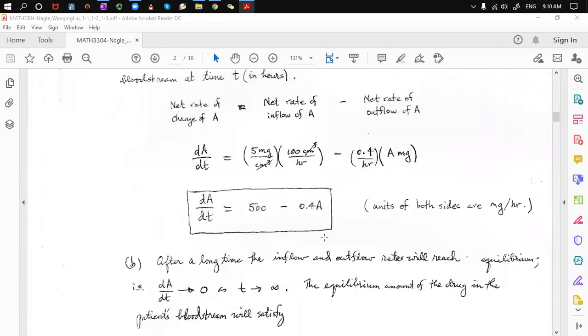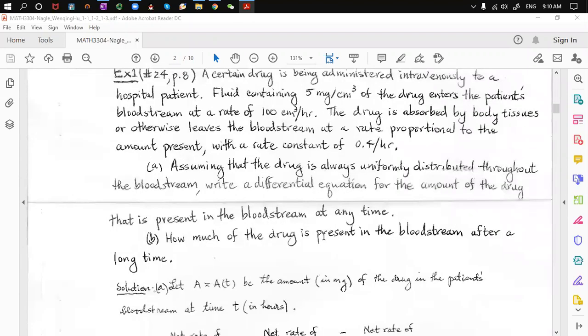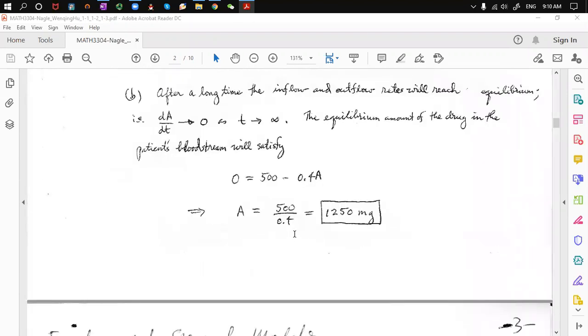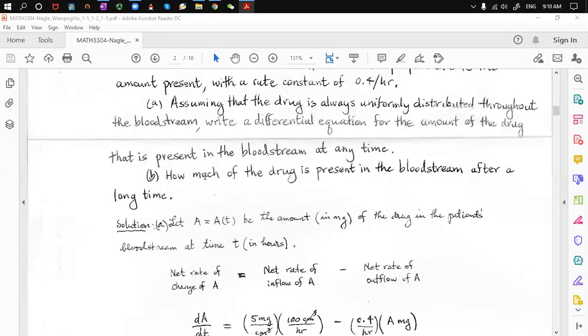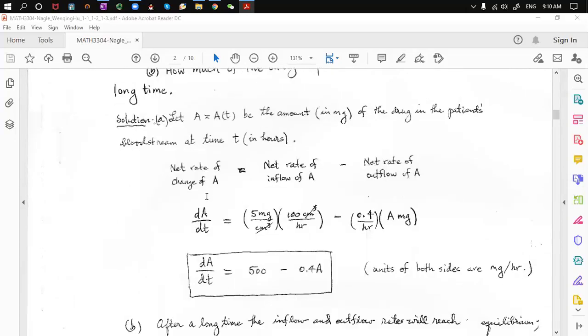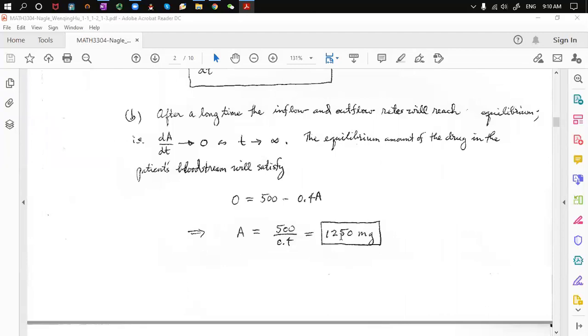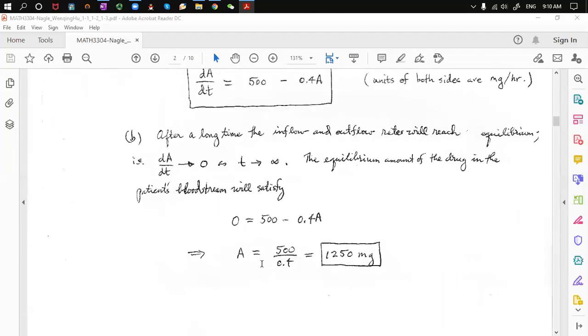Even without solving such a differential equation, we are able to predict the long-time behavior: how much of the drug will be present in the bloodstream after a long time. From this equation, we calculate its equilibrium.